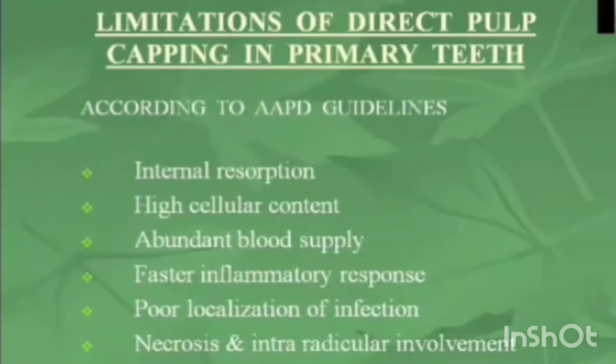There are a few limitations of direct pulp capping in the primary teeth. According to the AAPD guidelines, the direct pulp capping procedure in primary teeth causes internal resorption. There is high cellular content in the primary teeth, and there is abundant blood supply, so there is a faster inflammatory response and poor localization of infection. That is why necrosis and interradicular involvement occur when we attempt direct pulp capping in primary teeth.